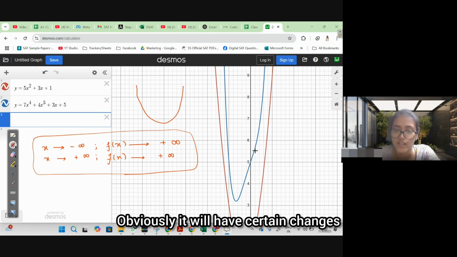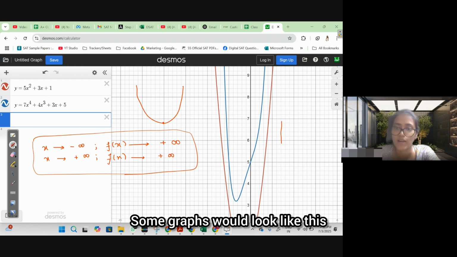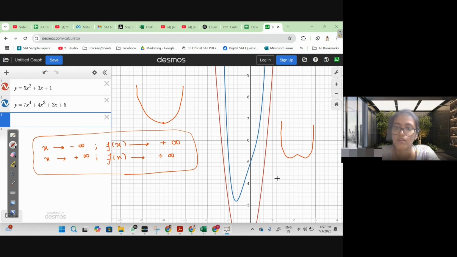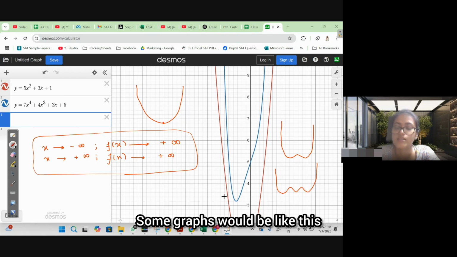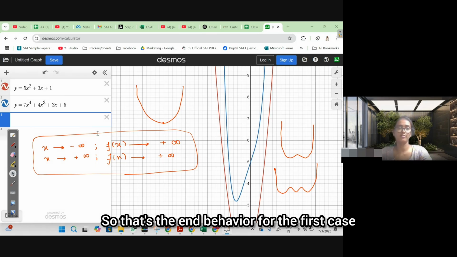Obviously, it will have certain changes at the peak. Some graphs would look like this. Some graphs would be like this, but the end behavior will be the same. Okay, so that's the end behavior for the first case.